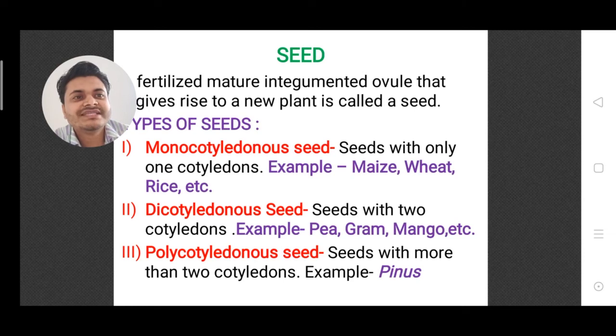One is monocotyledonous seed, dicotyledonous seed, and polycotyledonous seed. Monocotyledonous seed means seeds with only one cotyledon. Clear? So inside the seed, if there is one cotyledon, it is called a monocotyledonous seed. Examples: maize, wheat, and rice. And what is dicotyledon? Seeds with two cotyledons. Clear? Inside the seed, if there are two cotyledons, then it is called dicotyledonous. Examples are pea, gram, mango. And polycotyledonous seeds are seeds with more than two cotyledons. Example is spruce.